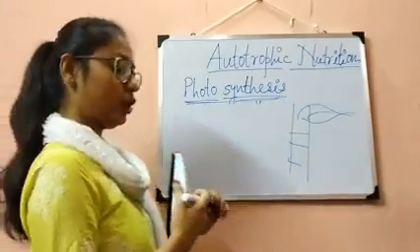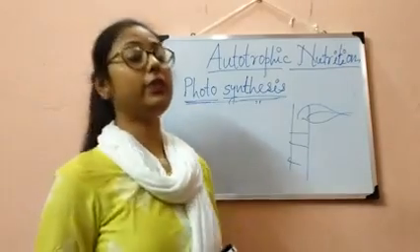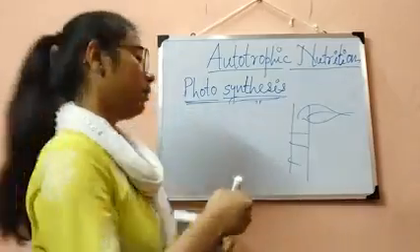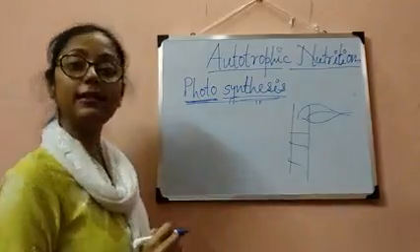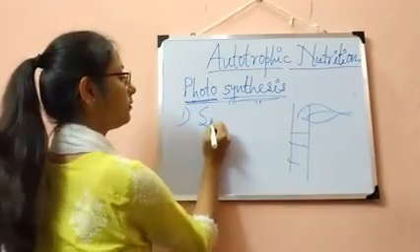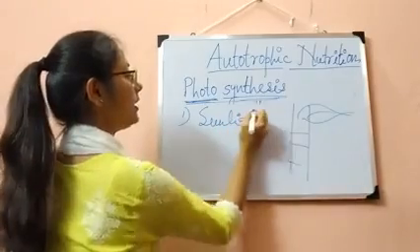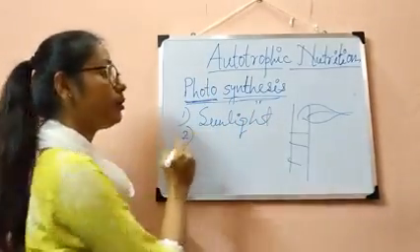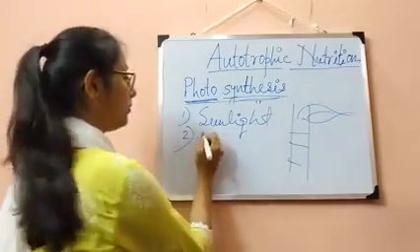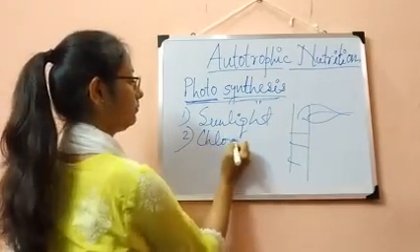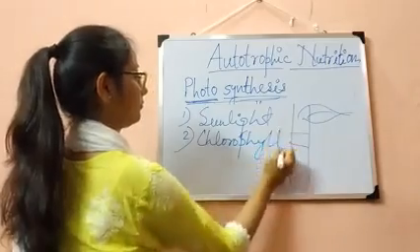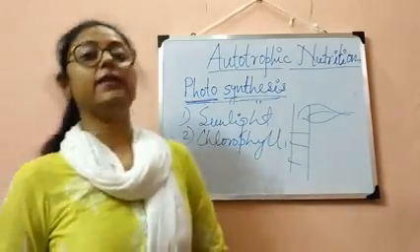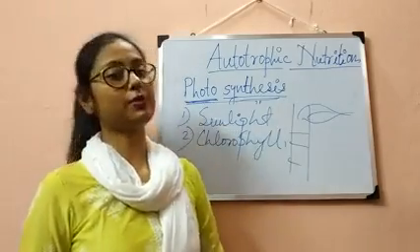So, to cook the food, we need some ingredients. Number one ingredient, you can tell me, the sunlight. So what is number one? Obviously, sunlight. And what is number two? You already learned about chlorophyll. Chlorophyll.